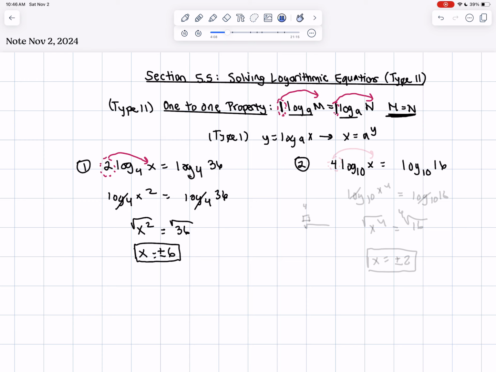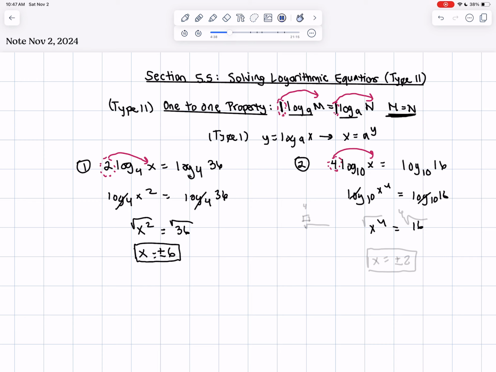So let's do the same setup again. So try the second one. So let's see. Okay, so do the same exact thing. I move my 4 up to the exponential position. The logarithms are the same. You cross them out. You have x to the 4th.